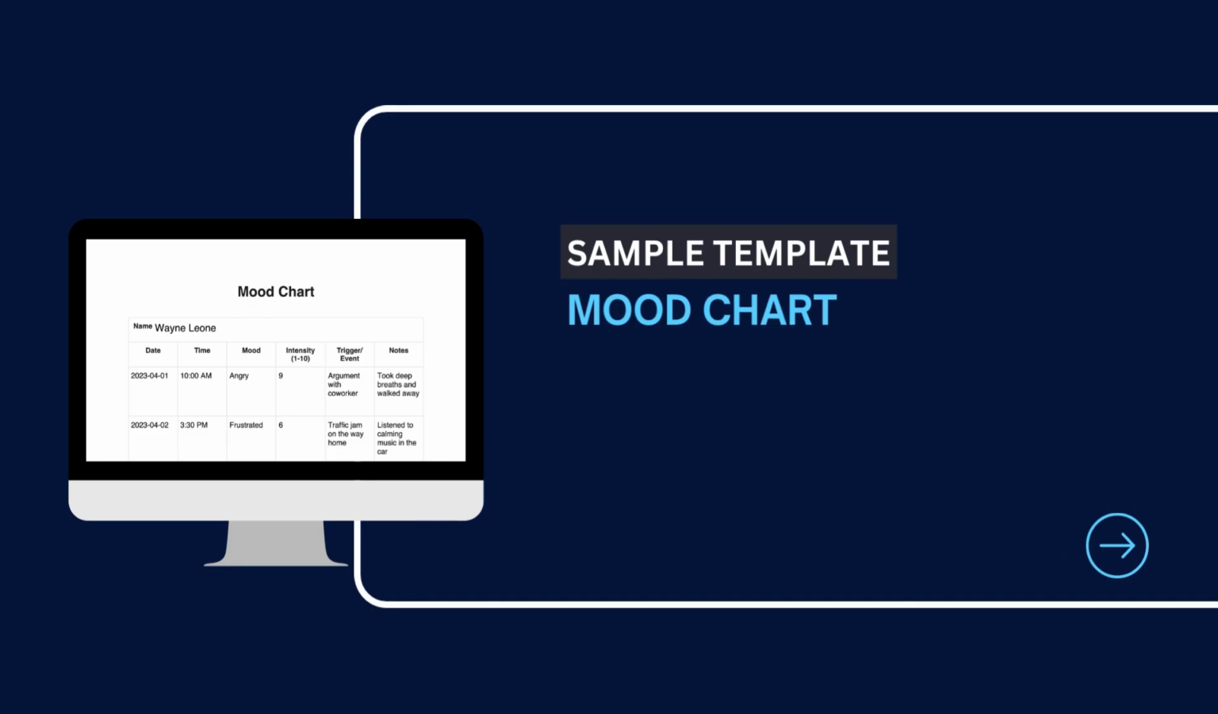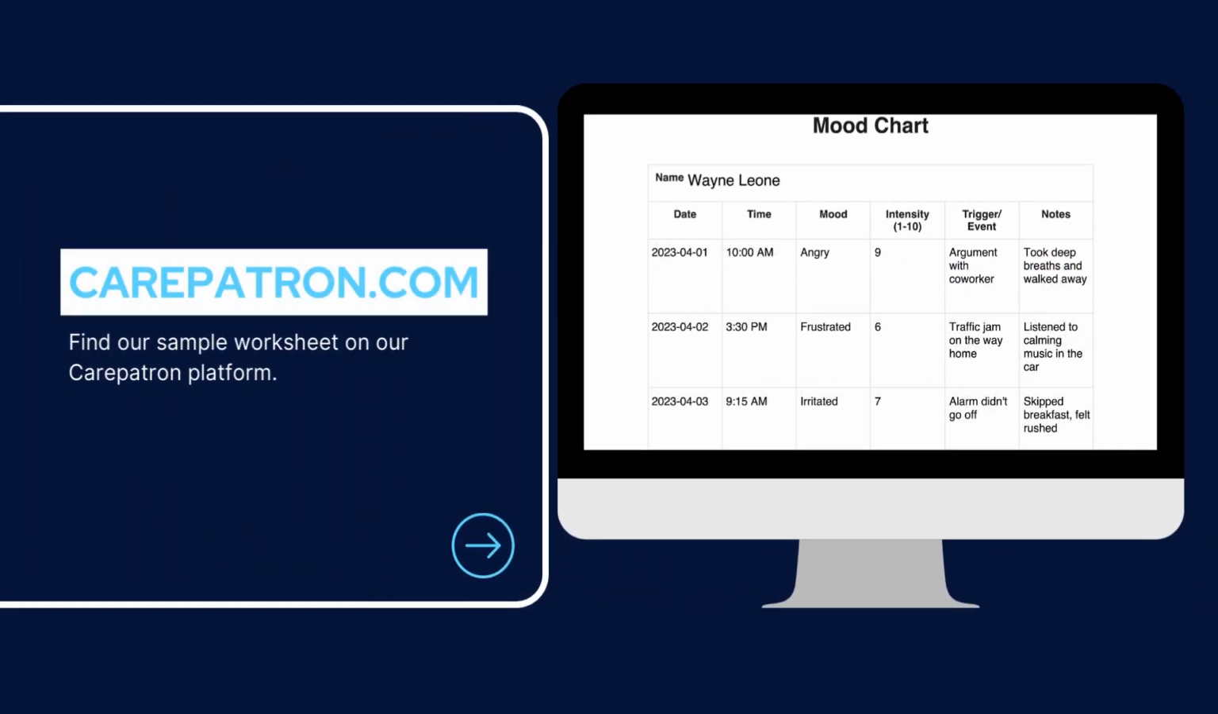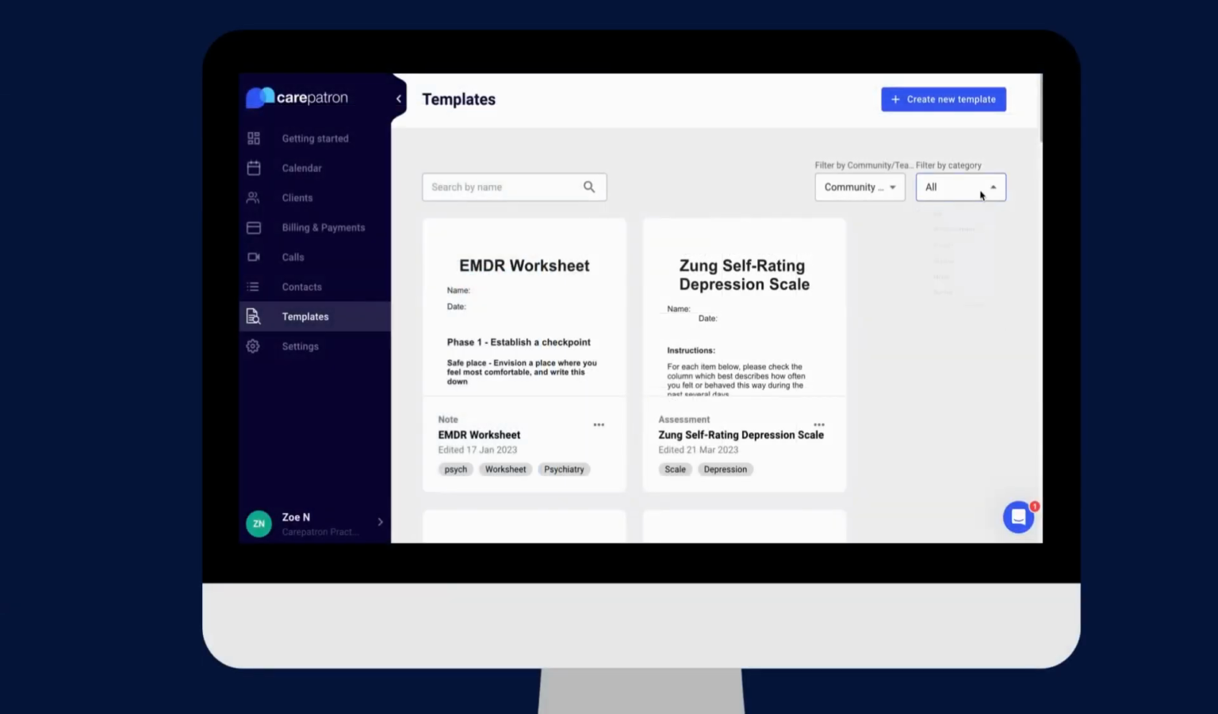Here is a sample of our mood chart, which you can find on our Carepatron platform. To find our mood chart, go to our Carepatron platform or click on the link in the description. In our template section, we have a variety of templates and worksheets for you to use with your patients. You can filter or type in the keywords to find the worksheet.